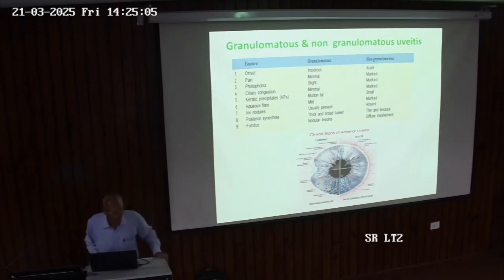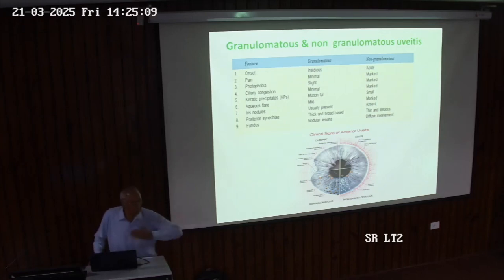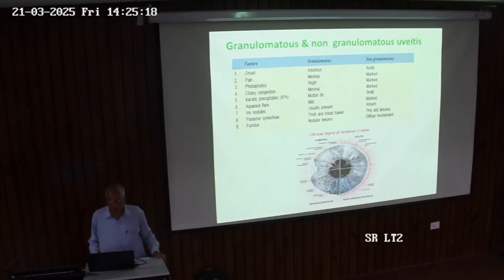Take one, onset. Granulomatous is insidious, slow or chronic onset. Non-granulomatous is acute because it is acute in nature. Pain will be minimum in granulomatous and marked in non-granulomatous. Photophobia will be less in granulomatous, and all features are insidious in the granulomatous part. An important thing is the ciliary congestion: minimal congestion in granulomatous while marked in non-granulomatous because this is acute.